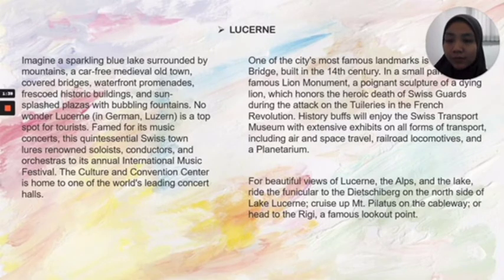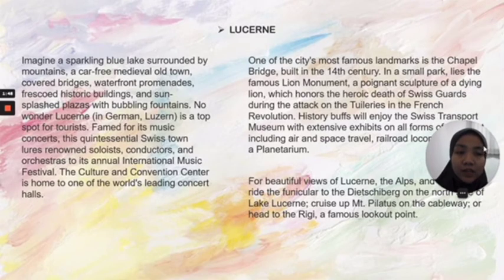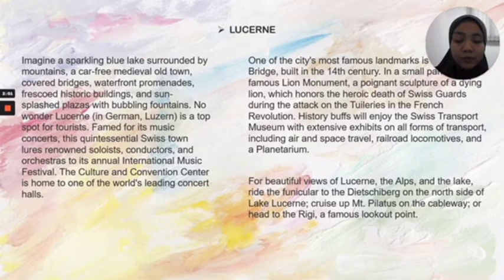with bubbling fountains. One of the city's most famous landmarks is the Chapel Bridge, built in the 14th century. The most beautiful views of Lucerne, the Alps, and the lake are from the funicular to the Dias Bridge on the north side of Lake Lucerne.